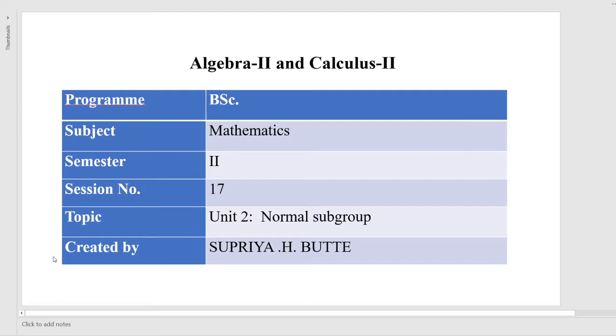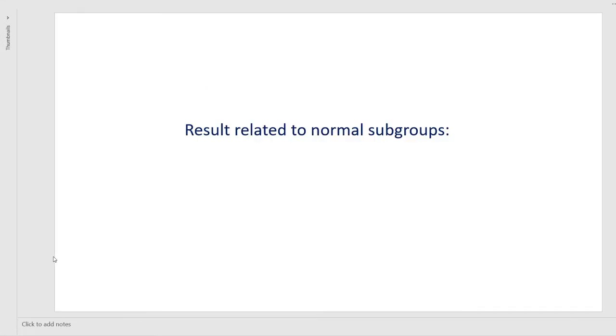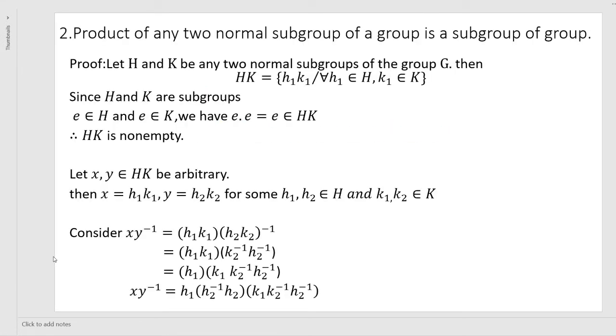Today, we discuss some results related to normal subgroups. The product of any two normal subgroups of a group is a subgroup of the group. Consider H and K to be any two normal subgroups of group G. Then their product HK is the set of elements of the form H1, K1, such that H1 belongs to H and K1 belongs to K.